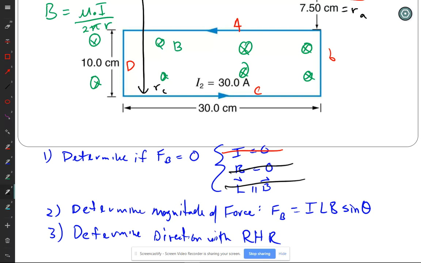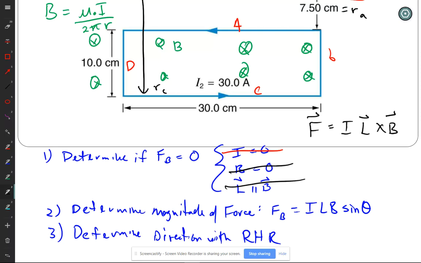Nothing major. I'm going to jump down to step 3. 2 and 3, it doesn't matter which one you do first. I'm going to jump down to step 3 and do that next because that will help us take care of B and D. So determine the direction with the right-hand rule. So the direction for the force, remember the equation for the force was force equals IL cross B.